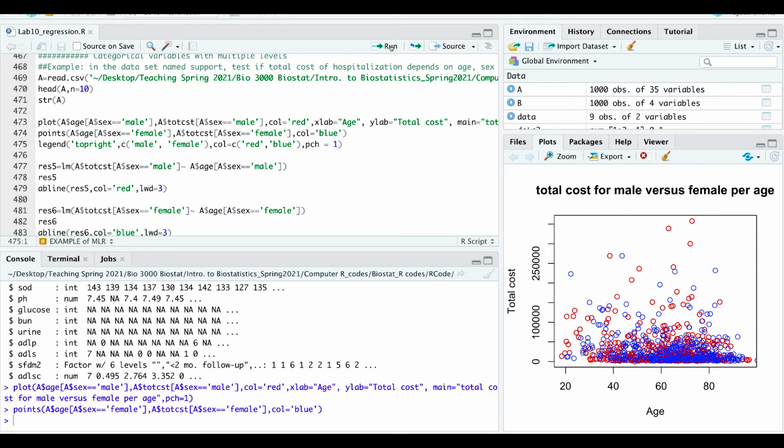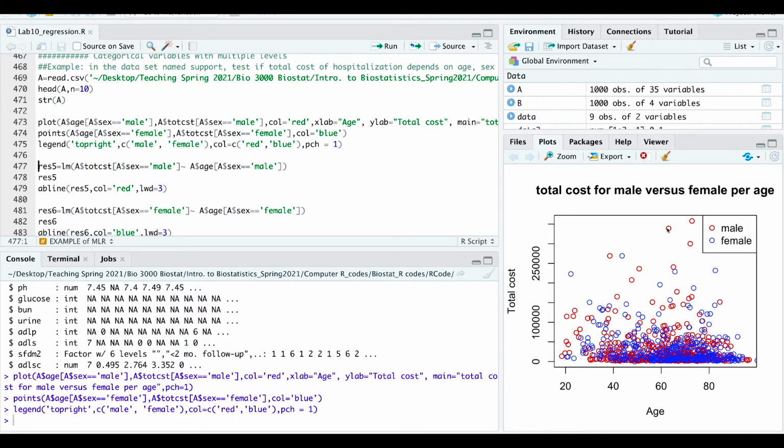If I run that, you will see the blue dots, and then I'm writing the legend: the red one is male and the blue one is female. Now I'm going to do the linear regression for total cost versus age for males, and total cost versus age for females. So does an increase in age increase the cost linearly or not? That's what I'm going to test. But before we do the hypothesis testing, I want to plot the line and see whether males have a higher cost or females have a higher cost, and so on.